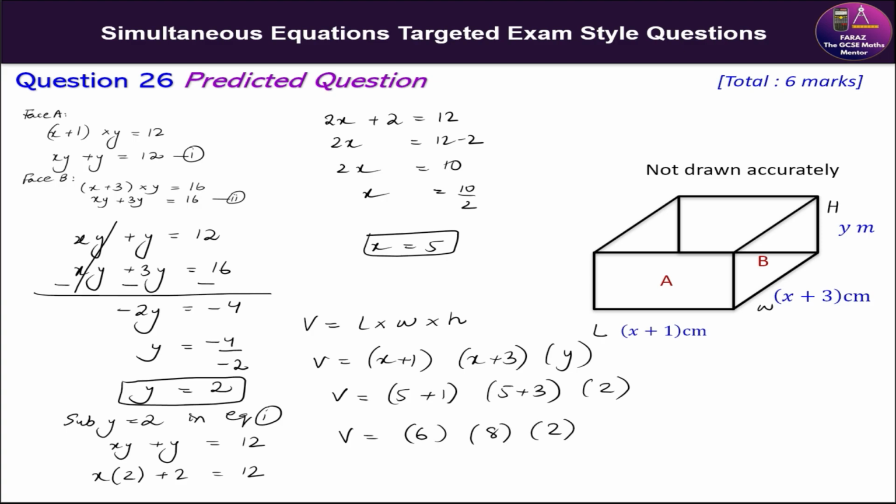Now you can multiply them together. 8 twos are 16, and 16 times 6 is 96 meters cubed. Nice and easy. That's the full 6 marks sorted. Great mix of pressure, algebra, and simultaneous equations. Very GCSE style and very doable.